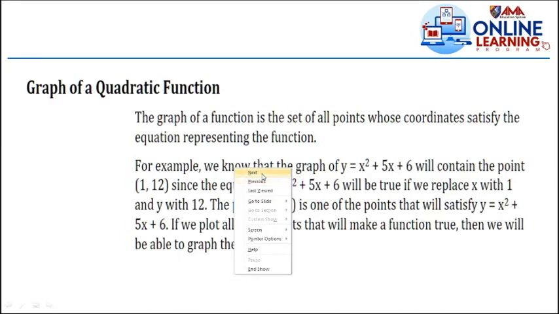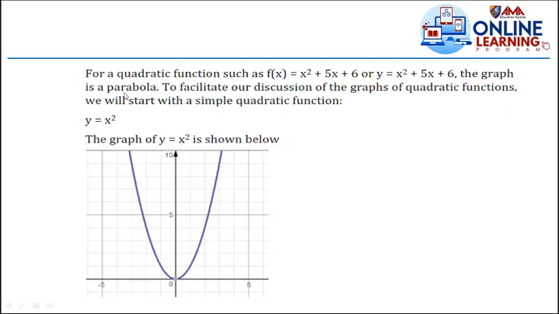So for the quadratic function f of x equal to x squared plus 5x plus 6, or y is equal to x squared plus 5x plus 6, the graph is a parabola. And it is opening upward since we have a positive value of a. To facilitate our discussion of the graph of quadratic functions, we will start with a simple quadratic function.